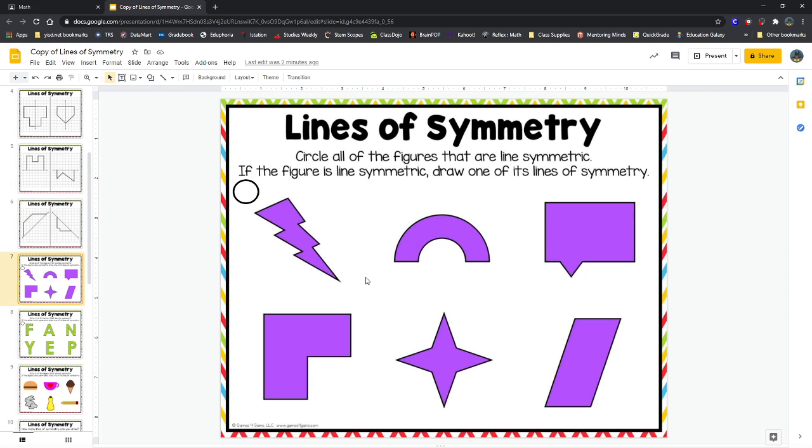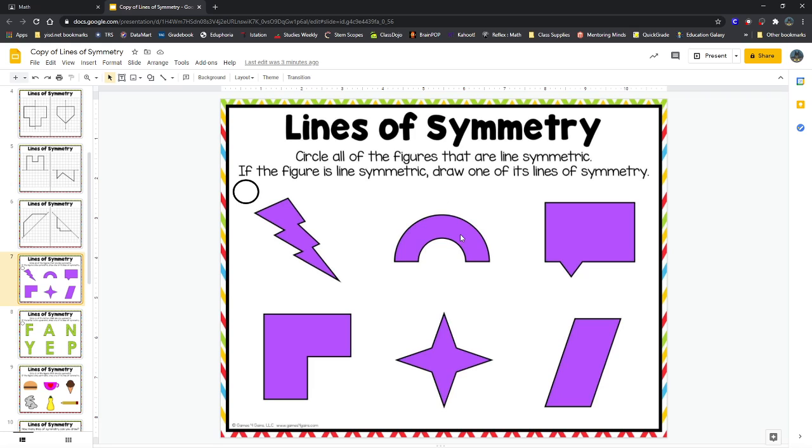Nope. The line of symmetry does not exist for this lightning bolt. There is no line I could draw, whether I go vertically, up and down, horizontally, side to side, or even diagonally. I can't make a line on this shape that would be a line of symmetry. The sides just wouldn't line up. So the lightning bolt has no lines of symmetry.